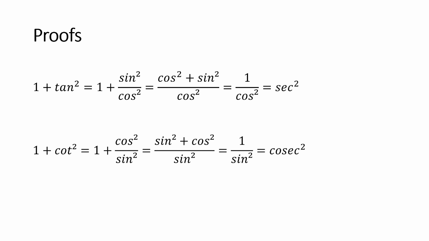1 plus cotangent squared can be expanded into 1 plus cosine squared over sine squared, which can then be simplified down to sine squared plus cosine squared all over sine squared, which is just 1 over sine squared, which is just cosecant squared.